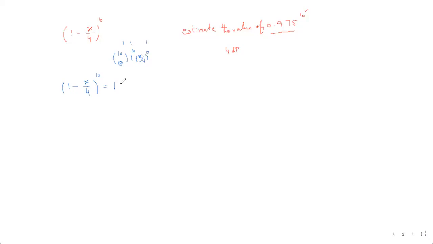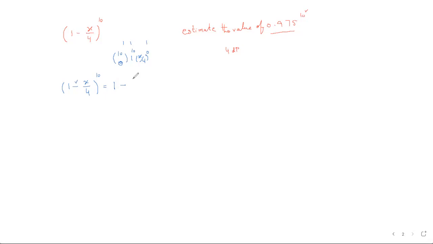Now the next term will be a negative term. Okay. Here we do have a negative. First term positive, negative, positive, negative. Every even term will be positive, and every odd term will be negative here.